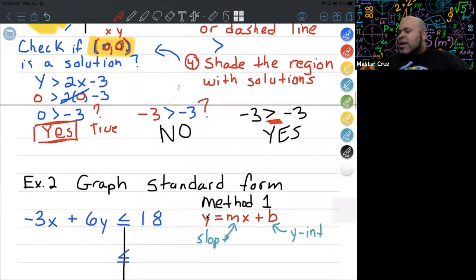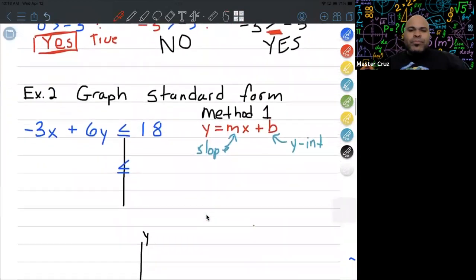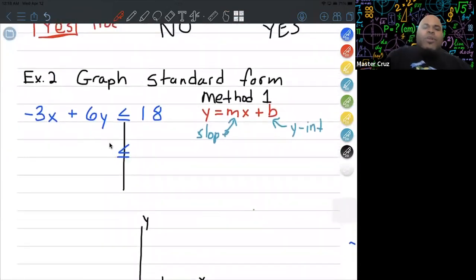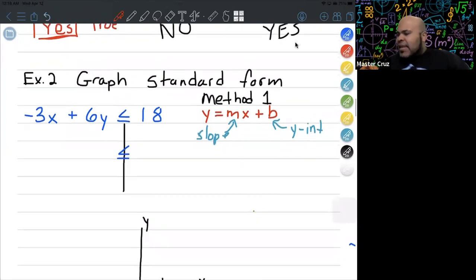All right, let's graph something in standard form. So what happens in example 2 if I ask you to graph this? Well, there are two different methods that you could use to graph -3x + 6y ≤ 18. The first method is just write it in y = mx + b, find the slope, find the y-intercept, and do exactly what we did on the top problem. Most students like this way, so I'm going to do this way first. Okay, make sure you write both methods.